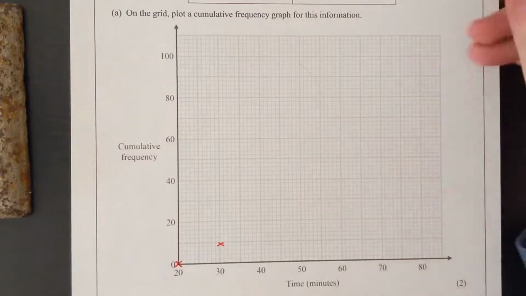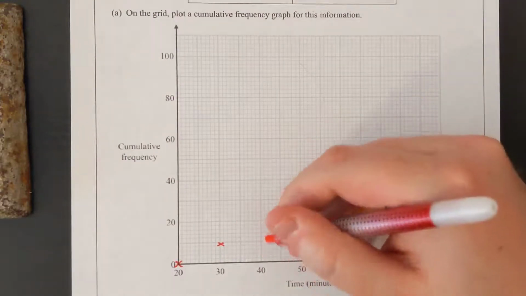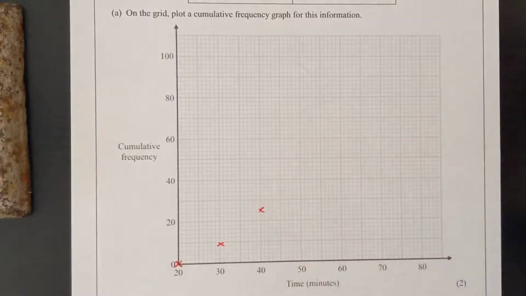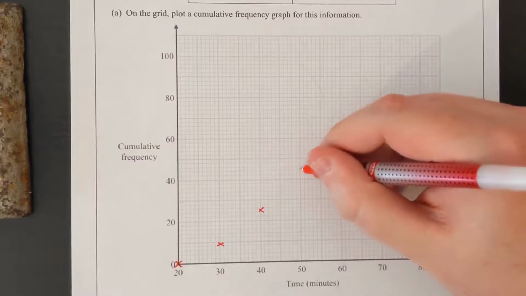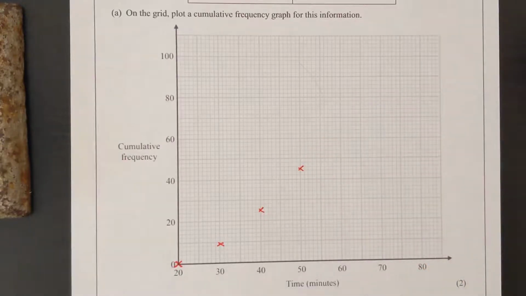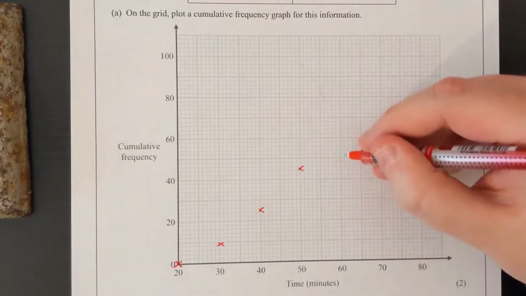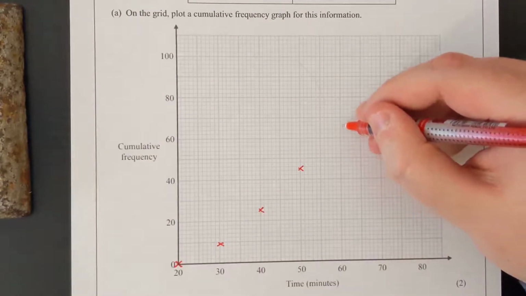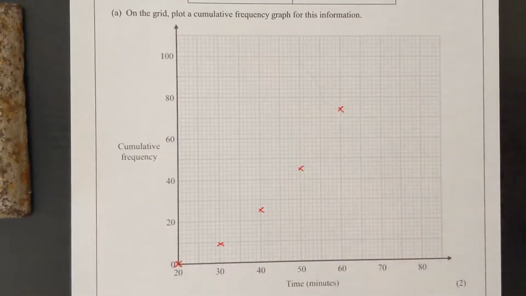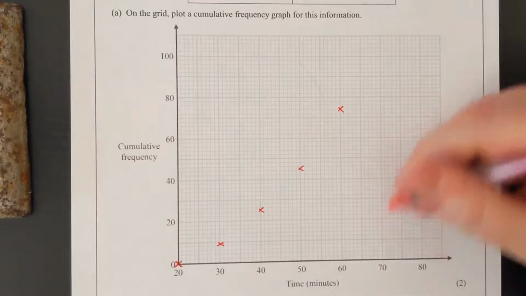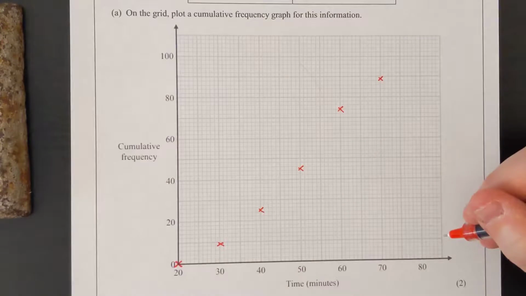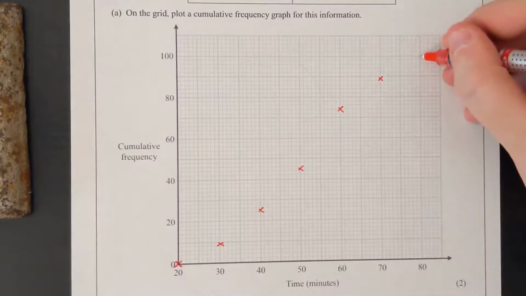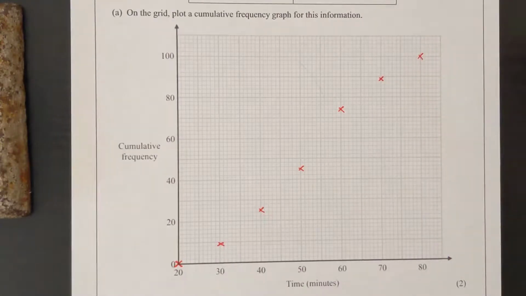So as I say, we had 25 in our table, up to 40. We then had 45 in our table up to 50. So we found 45. We then had 74 up to 60. 74. We then had 89 up to 70. 89. And then up to 80, we had 100 people. And so I'm looking to draw a curve through all of those points.